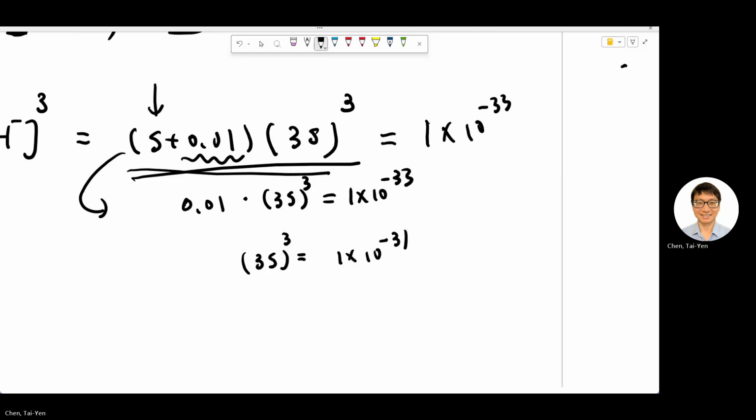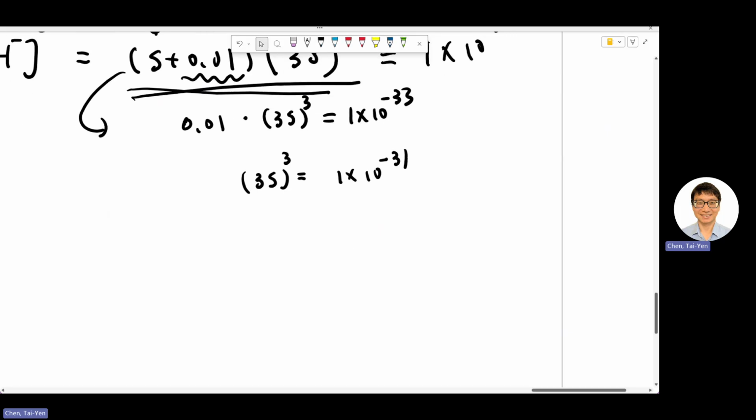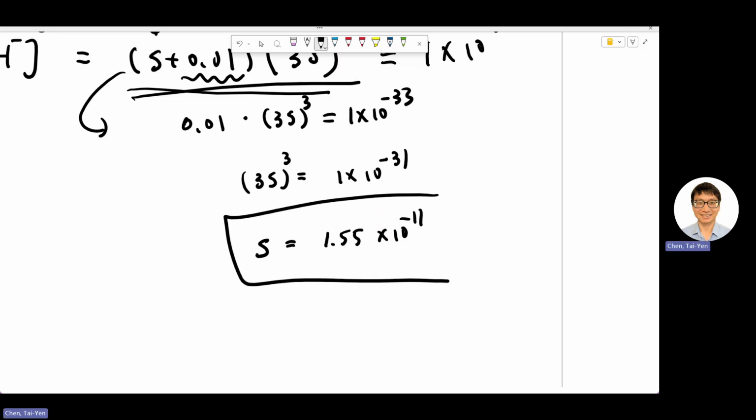Okay, then it will be your time to use your calculator, right? So if you take the cubic root of that and divide it by 3, then what you're going to get is 1.55 times 10 to the negative 11. Okay, and that will be the answer you're going to input. So that's pretty much how to solve the common ion effect calculation.